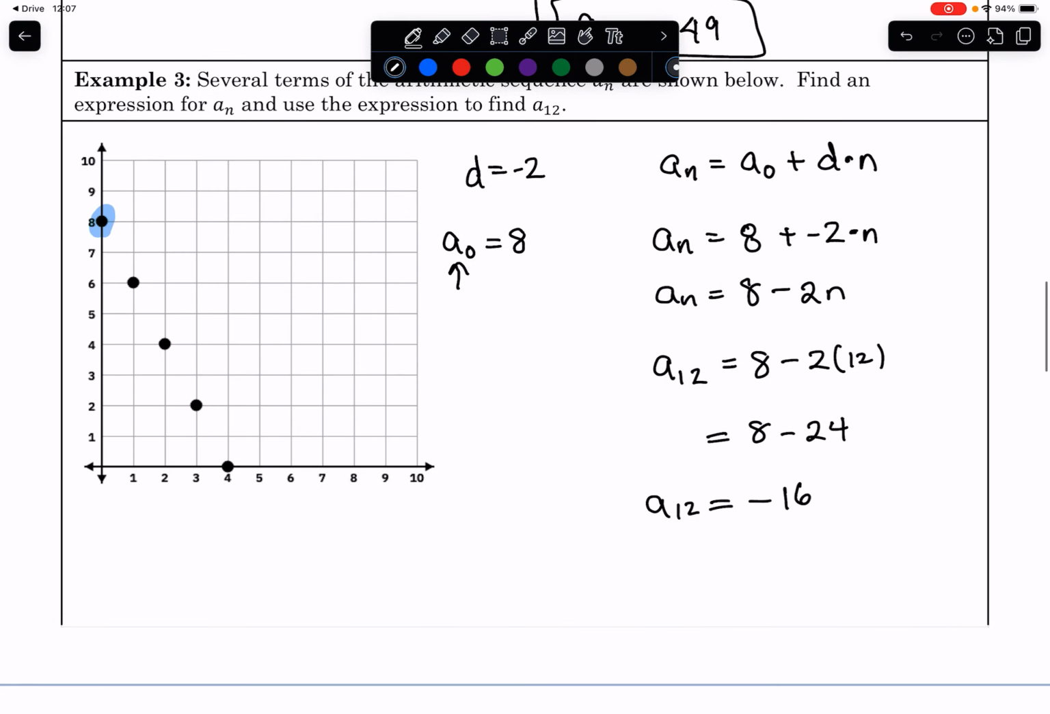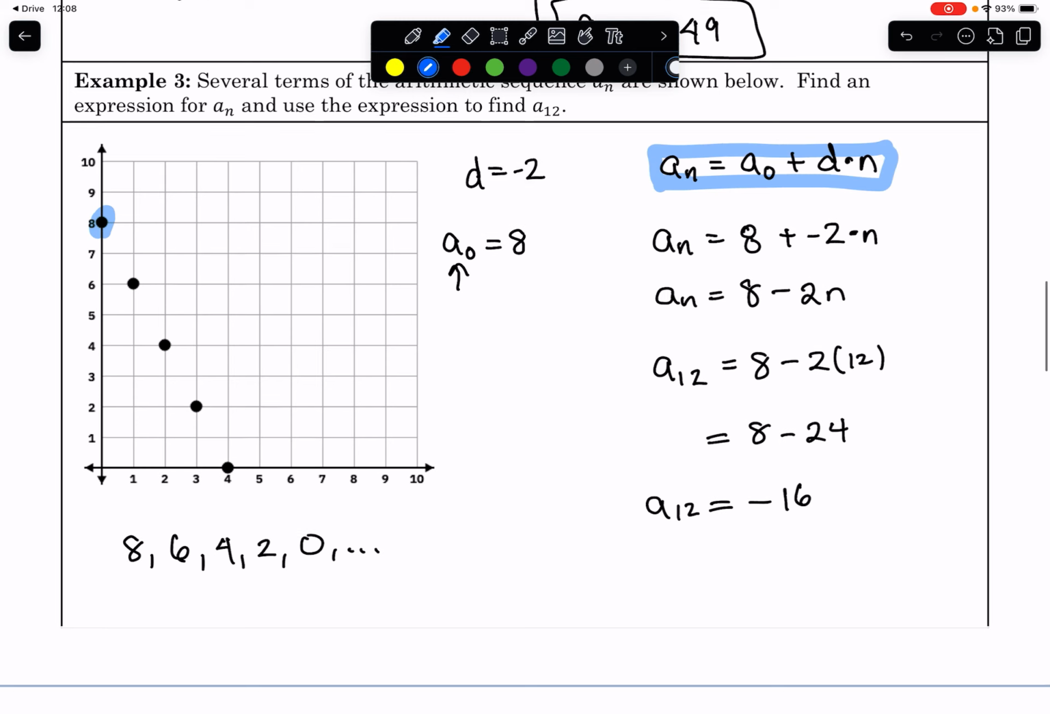The good thing about this is that the graph also gives us the list of the numbers in our sequence. The initial value in our sequence is 8. The second number in the sequence is 6. Again, we're looking at the y values here. The third number in the sequence is 4, and so on, and the last number here is 0. So we have 8, 6, 4, 2, 0, and then the sequence keeps going. As you can clearly see, when we're given a graph or an actual list of the numbers in the sequence, we can use this formula here to determine the expression of our sequence.